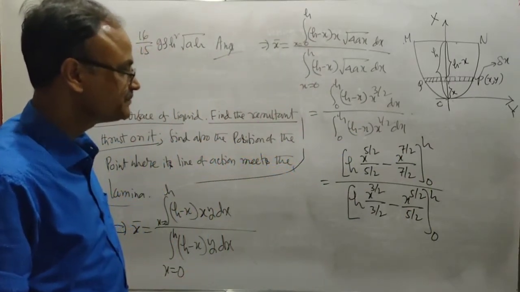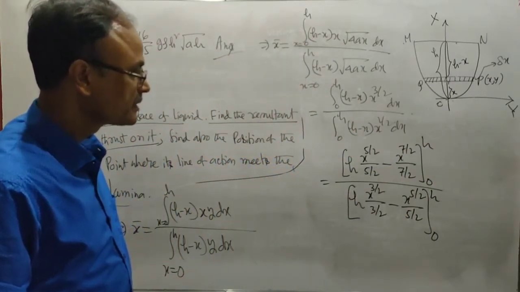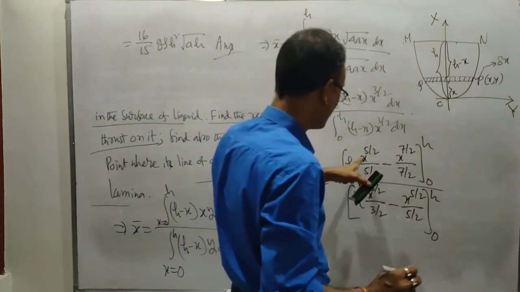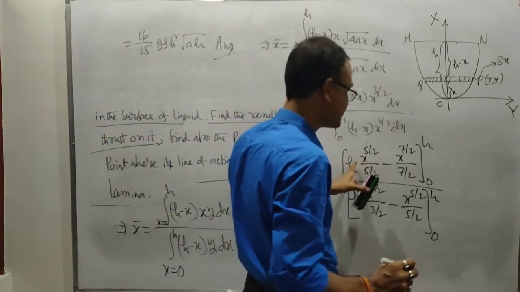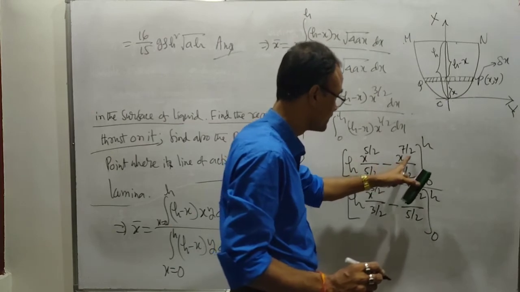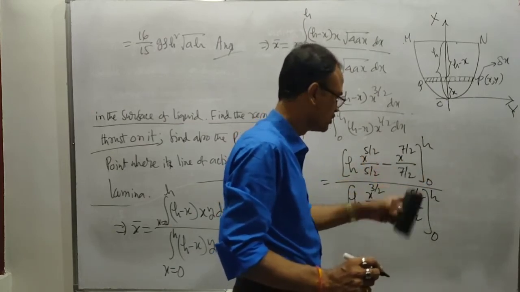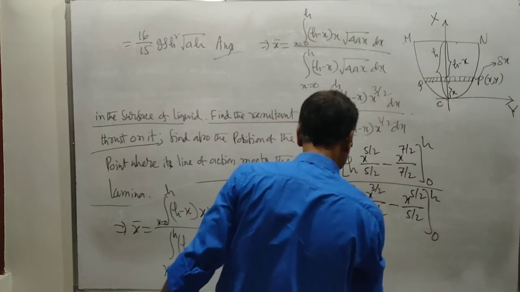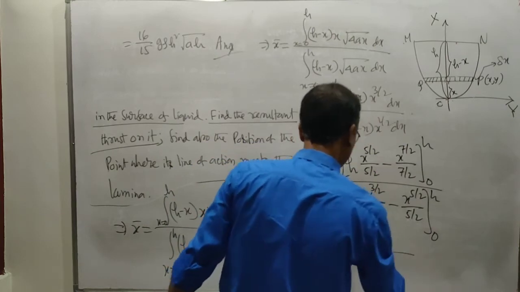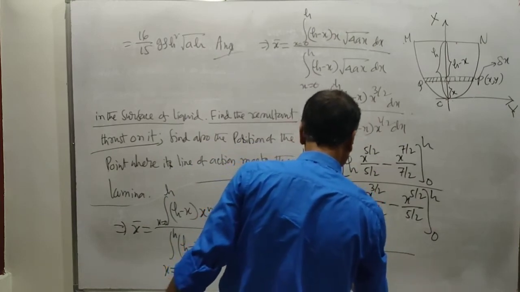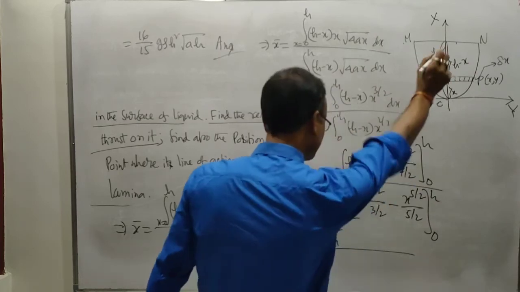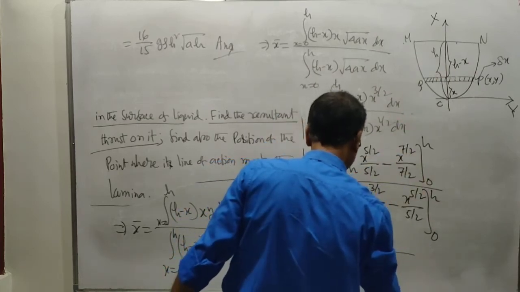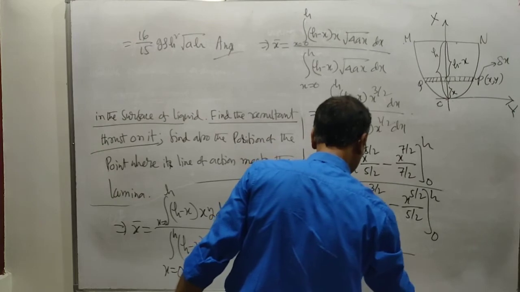Integration, you will get this. It will be h to the power 5 by 2 into h, h to the power 7 by 2. If you put 0, it will be 0. Therefore, from the numerator you will get h to the power 7 by 2. It will be 2 by 5 minus 2 by 7.